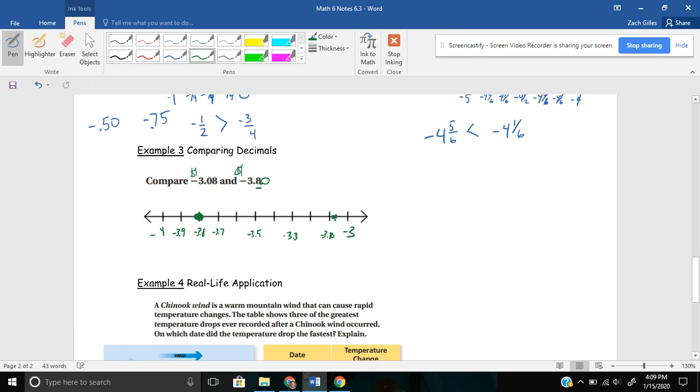Okay. So which one of these is further to the right is greater? So negative 3.08 is further to the right. So that would be greater. So negative 3.08 would be greater than negative 3.8. If you think about it in money again, this one is like being in debt more money. So it's the smaller of the numbers.